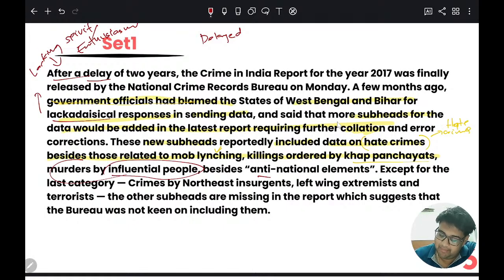Besides anti-national elements, except for the last category, crimes by northeast insurgents, left-wing extremists, and terrorists, the other subheads are missing in the report, which suggests that the bureau is not keen on including them.